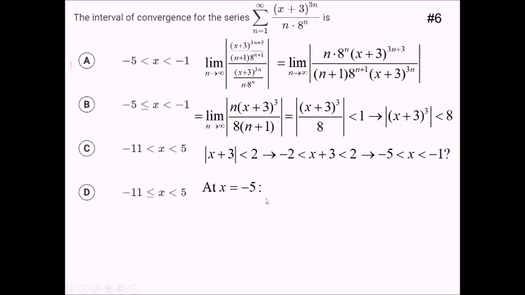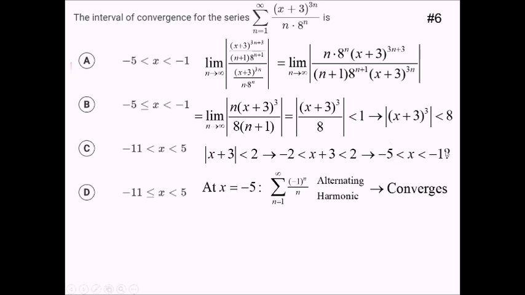So if x equals negative 5, plugging that in here, that's going to be negative 5 plus 3, which is negative 2. Negative 2 to the third, to the n. So this is negative 8 to the n. That combines with the 8 to the n down here to give us negative 1 to the n over n. So that's the real series we're looking at. And you might recognize this one. This is the alternating harmonic series, which is known to converge. So we do converge at the endpoint negative 5.